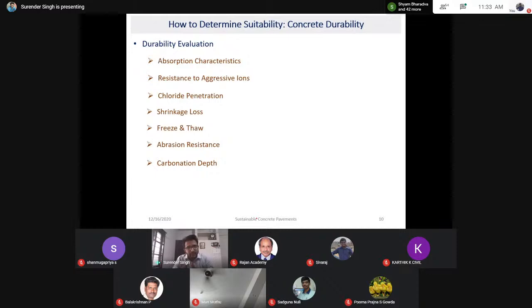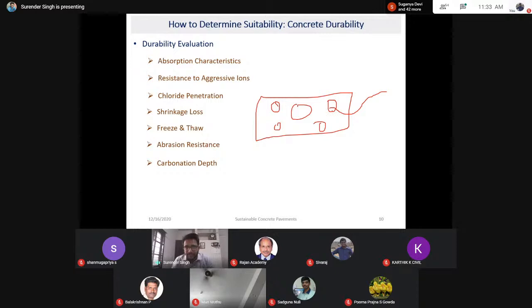Okay, because let's say this is your concrete. You made your concrete. These are the porosity, there are some holes, voids. So what will happen? Seawater will be coming. It will be reacting, because see, here there are pores.